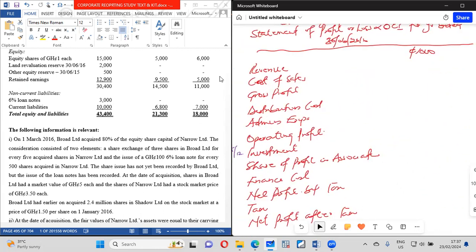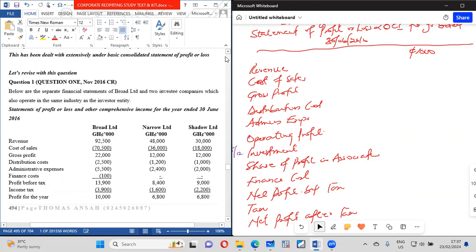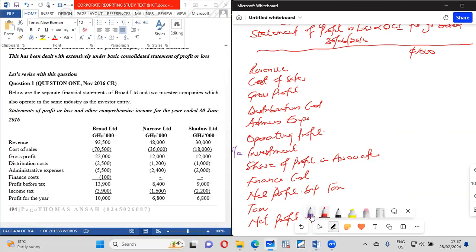All right, so go back. So come here. Let's start our P&L. So this is what we do. Revenue, 92,500 plus narrows. So we bought it 12 months, 12 over 12. We bought it 4 months, 48,000, sorry. All right, so you start creating these things down. 7,500 plus 4 over 12 multiplied by 36,000. You have to do this.